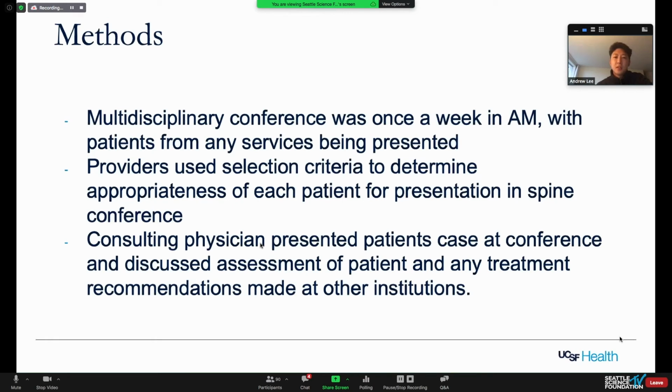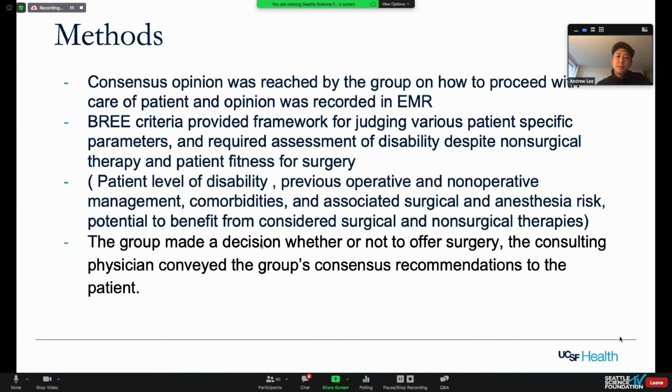This multidisciplinary conference, of course, was held once a week in the morning, and providers used selection criteria to determine the appropriateness of each patient for presentation at a spinal conference. Consulting physicians presented the patient's case at the conference and discussed assessment of the patient, and any treatment recommendations made at other institutions. The consensus opinion was then reached by the group on how to proceed with the care of the patient, and the opinion was recorded in the EMR.